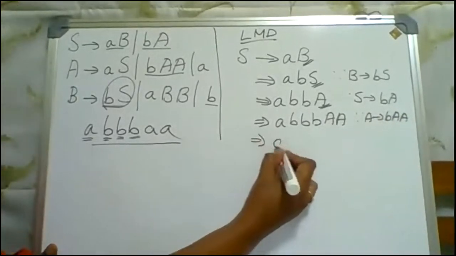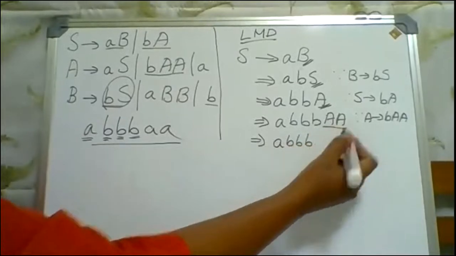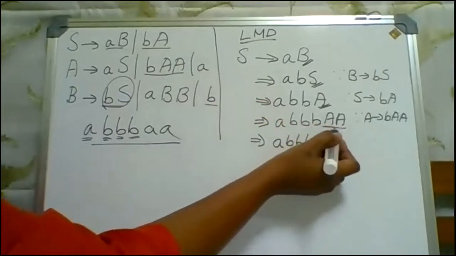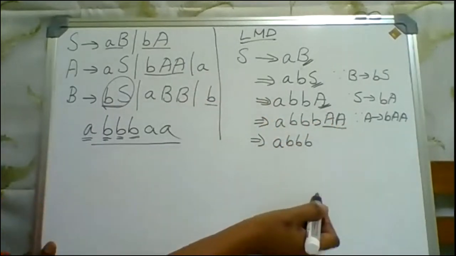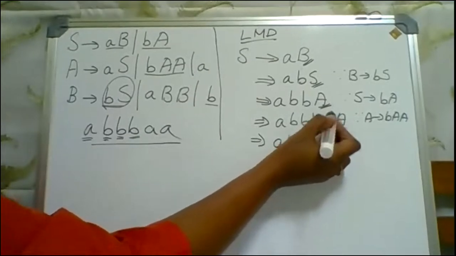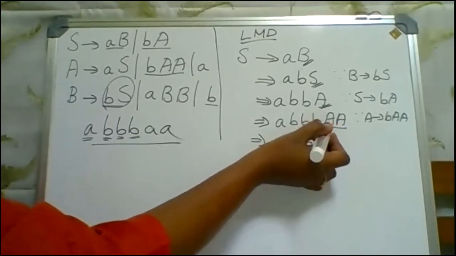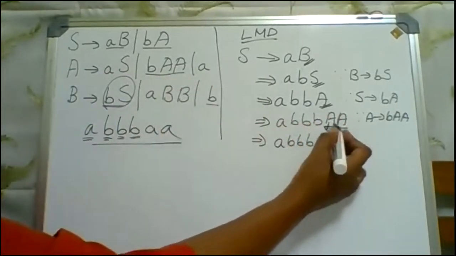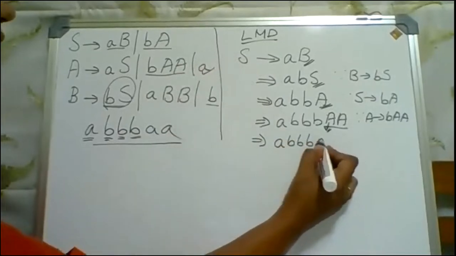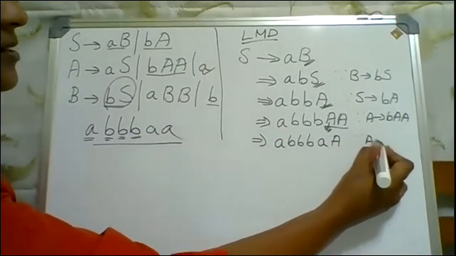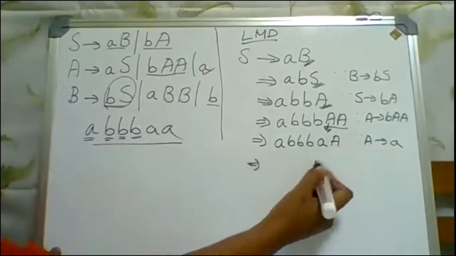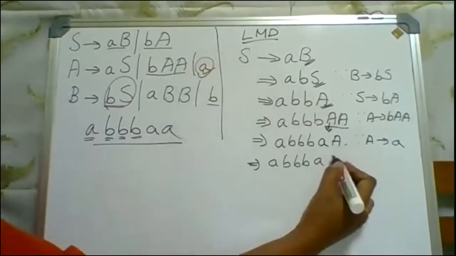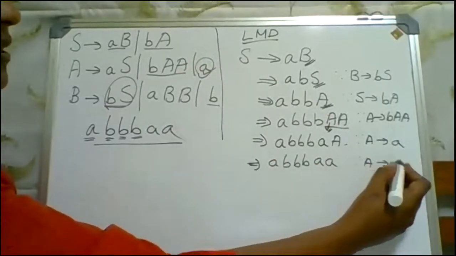Again, in the next step, we have two variables, AA. Since it is leftmost derivation, we need to identify which one is the leftmost variable. Here this A is the leftmost variable. So we should replace this A with any of the productions. Let us replace that A with the production A, where A is replaced with A. And in the next step, we have only one variable, so we'll replace that A with the production A, where A is deriving A.